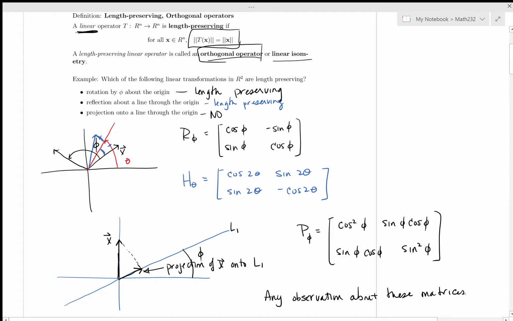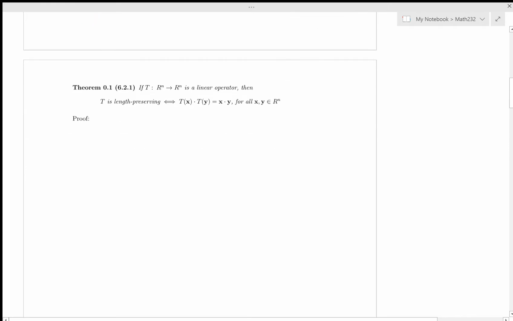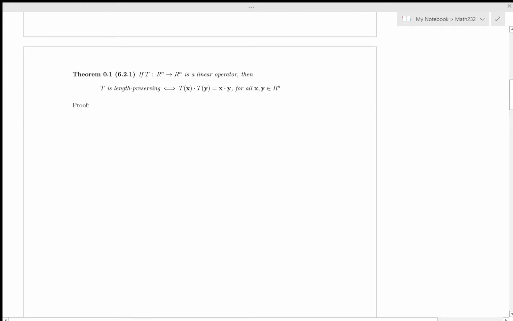Okay. All right. Let's get some tools in place. So here's the theorem. Sorry, let me say it again. We start with T, a linear operator. If T is length preserving, it also is dot product preserving. If it's dot product preserving, it is also length preserving.